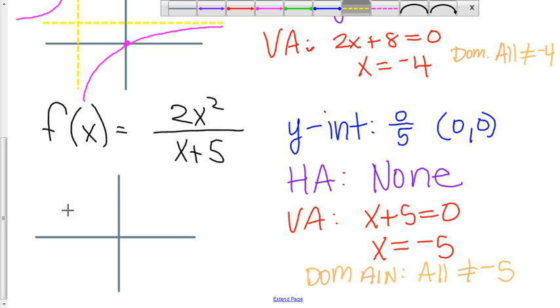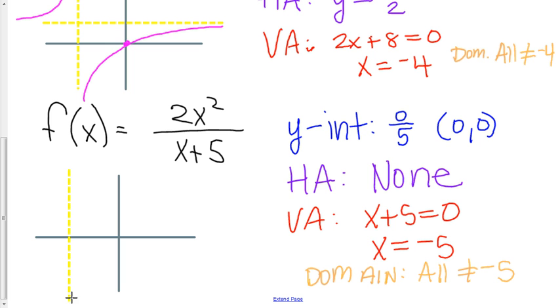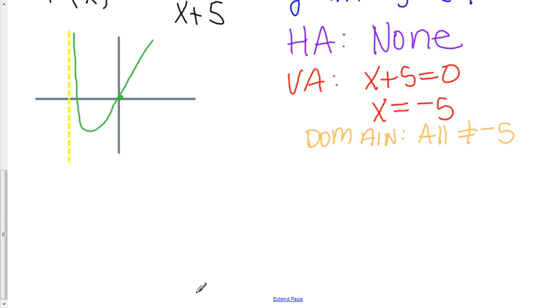So we have a vertical asymptote at -5 here. Crosses at (0, 0). So maybe it does something like this. And then the other part of it does something like this, probably. Maybe this is a little bit further down. Probably looks something like that.